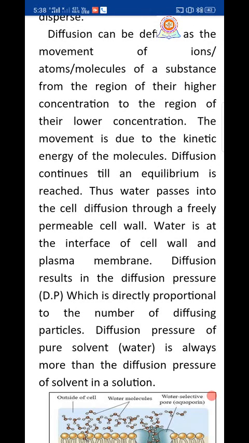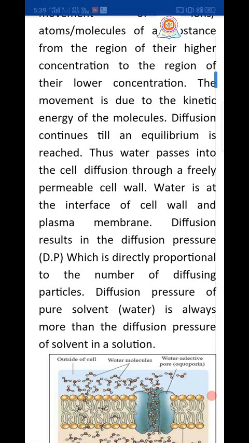Thus, water passes into the cell by diffusion through a freely permeable cell wall. You know that the cell wall is freely permeable. Water is at the interface of the cell wall and plasma membrane.